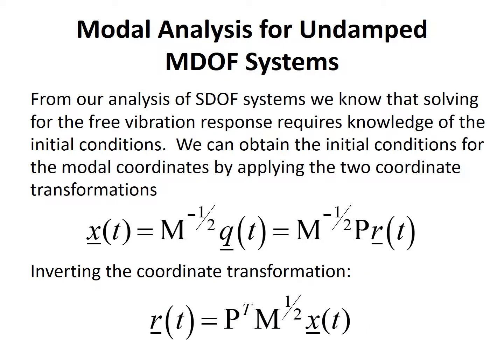The initial conditions are obtained by applying the coordinate transformation from the physical coordinates x of t to the modal coordinates r of t. We made this transformation in two steps. First from x of t to q of t, the mass normalized equations, and then from q of t to r of t, the modal coordinates. These two steps can be combined through successive application of the coordinate transformations as shown in the top expression. The result is a coordinate transformation that takes us directly from x of t to r of t. It is x of t equals the inverse square root of M times the eigenvector matrix P. Inverting this transformation as shown in the bottom expression yields the coordinate transformation from modal coordinates to physical coordinates.